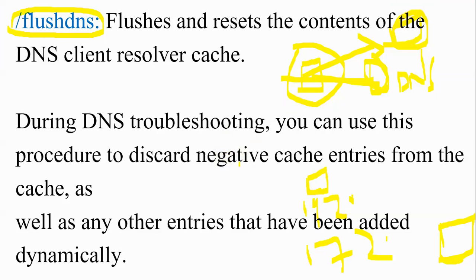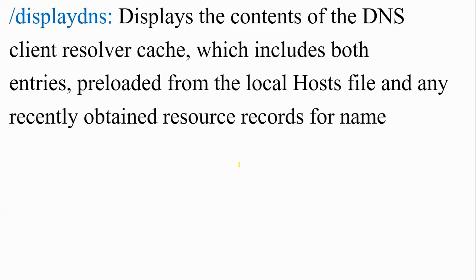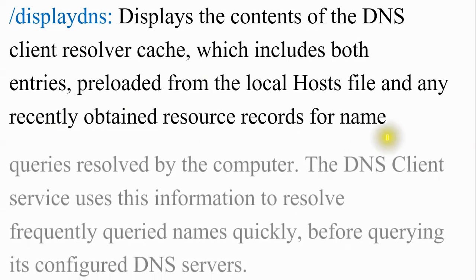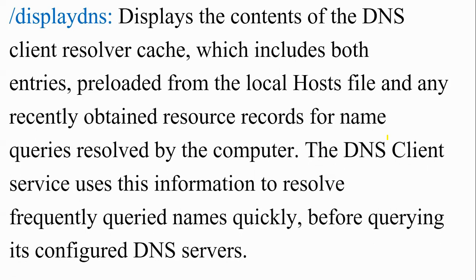Next guys, displayDNS. What will happen here is it displays the content of the DNS client resolver cache, which includes both entries preloaded from the local host files and any recently obtained resource records for name queries resolved by the computer. The DNS client service uses this information to resolve frequently queried names quickly before querying its configured DNS server.